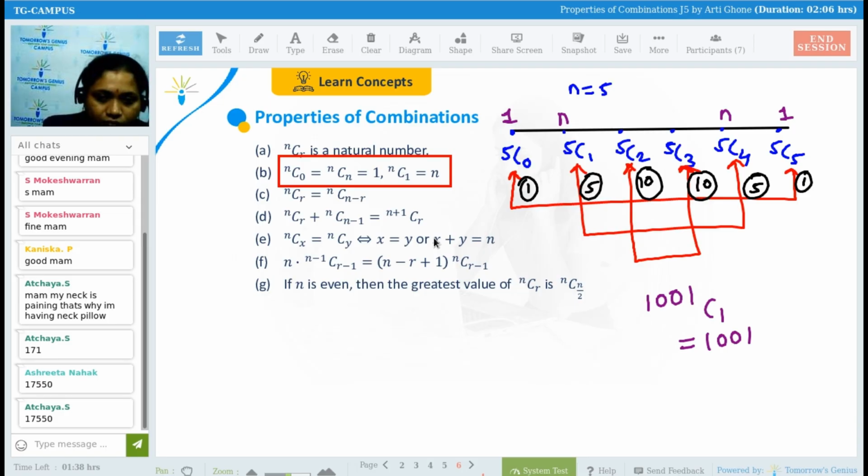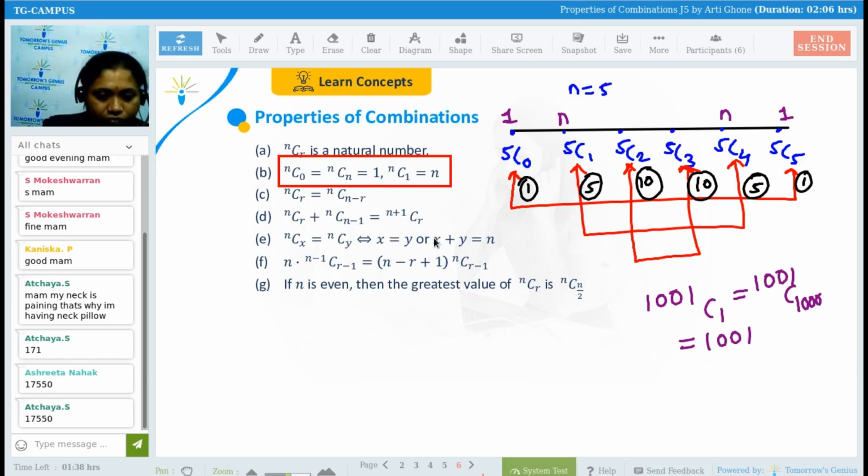Next is even the answer of 1001C1000. 1001C1000 is also the same, because it is having a difference of 1, no? So both have the answer 1001. Clear? Next, nCr is equal to nC(n minus r). That is told on this number line. Clear? First and extremities are always equal.